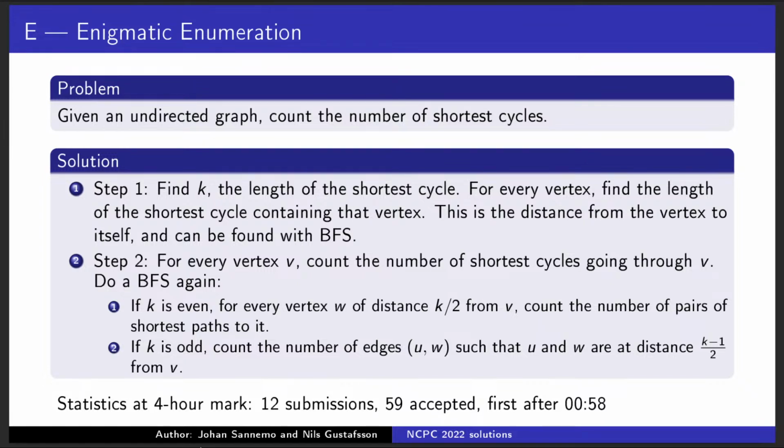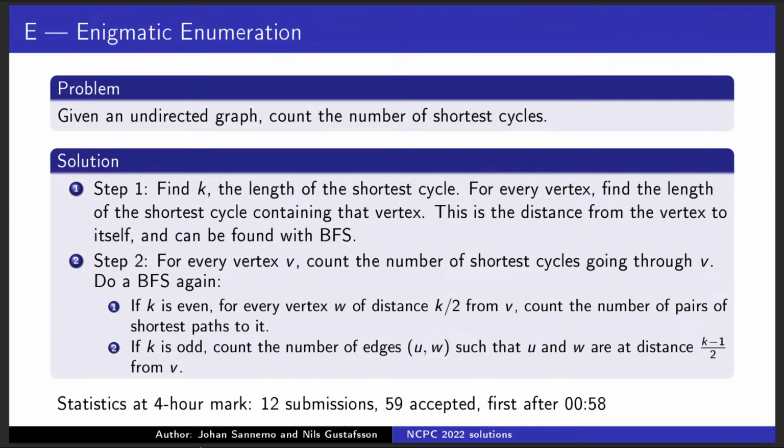You once again pick the vertices that are at distance k divided by 2, rounded down. And now you want to make sure that there is an edge going between two such vertices. You want to count the number of such edges. That will be the number of cycles.